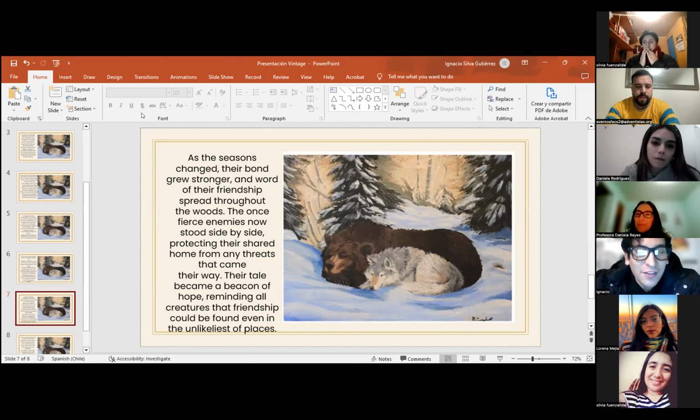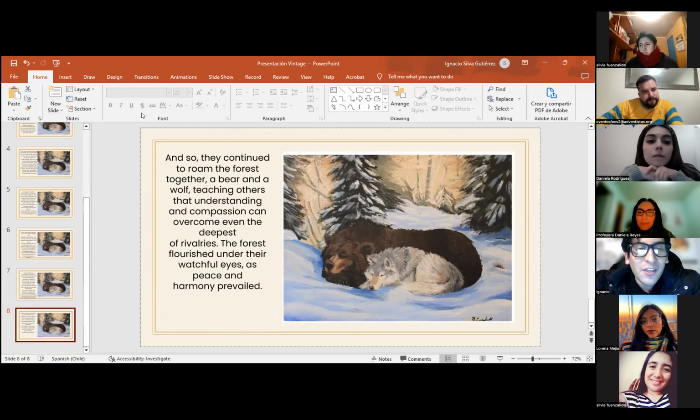As the season ended, their bond grew stronger, and word of their friendship spread throughout the woods. The once fierce enemies now stood side by side, protecting their shared home from any threats that came their way. Their tale became a beacon of hope, reminding all creatures that friendship could be found even in the unlikeliest of places.